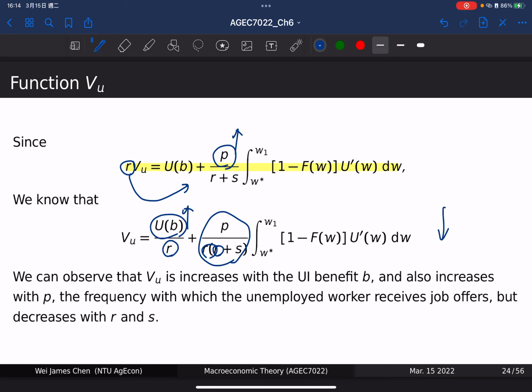Again, when I say VU is a constant, what I mean is it is a constant with respect to w. You can see w here, right? But remember, this is something that I'm going to integrate out, so at the end there's no w. But VU still depends on something: it depends on b, p, r, and s.